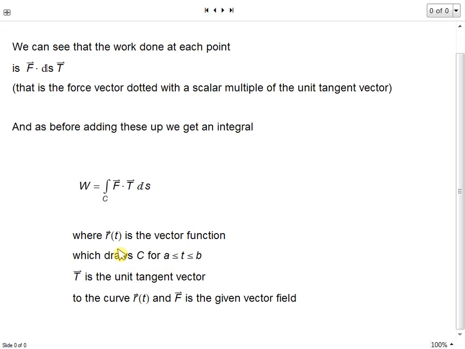So R of t is what draws the curve. t is restricted between a and b. Capital T is the unit tangent vector. That's pretty much it. All right, that's what everything means in that integral. Any questions on it? No one ever asks me about this right there. ds, capital T.